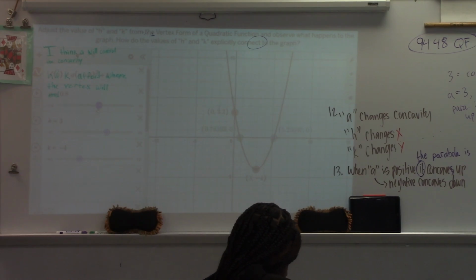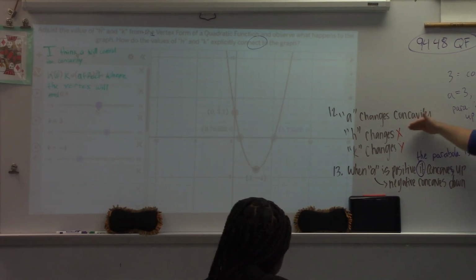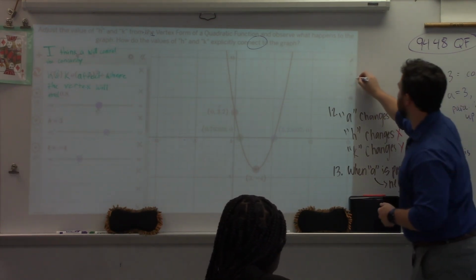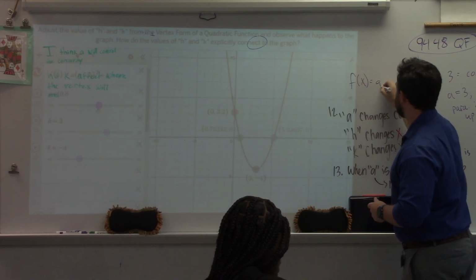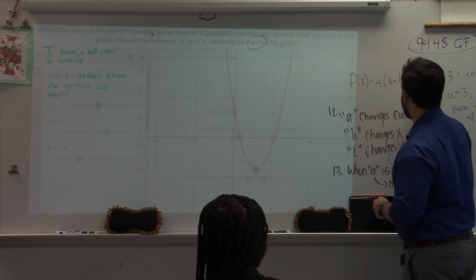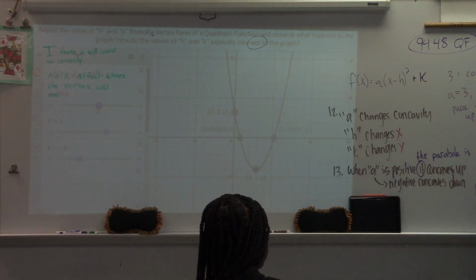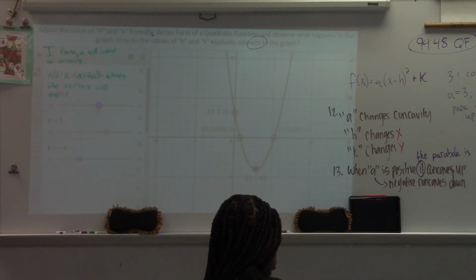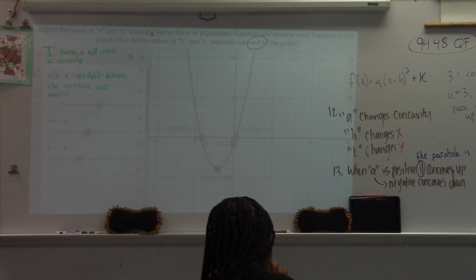Now, we talked about this before we left, right? So H changes X, K changes Y, but guys, when we're talking about the vertex form, we're not talking about any generic points. What X value is that H changing? The vertex. So remember what form we have? Vertex form, so what is it changing? The vertex, right? Notice, what is my H right now in this problem? 3. What is the X value of my vertex? 3. If I change H to -2, what's the X value of my vertex now? -2.